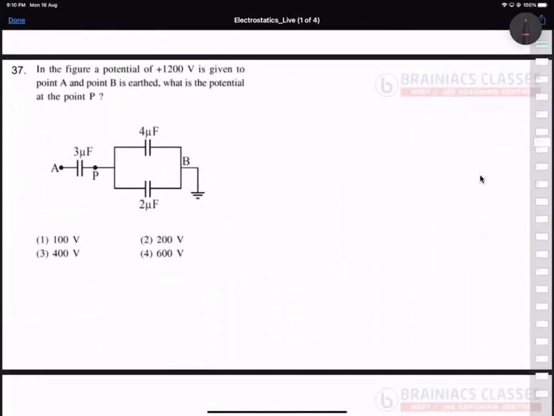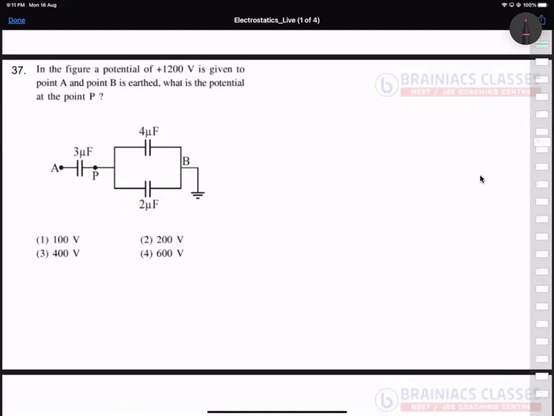Question number 37. In the figure, this kind of model of question, whatever is given in the diagram, is very, very important, because the same model of question has come repeatedly, both for the JEE entrance examination as well as for NEET. The circuit diagram may be different, but this concept-based question comes a lot of times for both NEET and JEE. So you can easily score the marks if you are thorough with the concept. Listen to these questions with utmost attention.